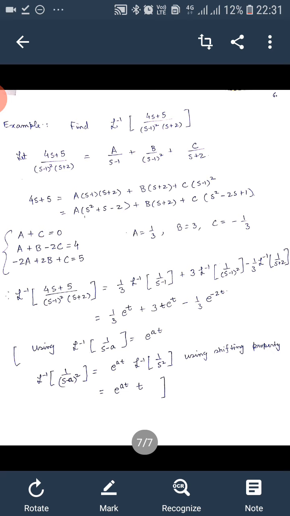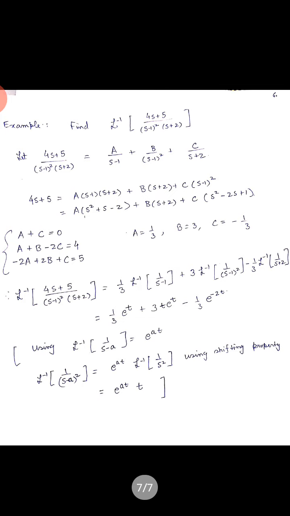So first of all, we will write this function 4s plus 5 over s minus 1 whole square times s plus 2 equal to a over s minus 1 plus b over s minus 1 whole square plus c over s plus 2. Now in this equation I am going to multiply throughout by s minus 1 whole square times s plus 2. So we get 4s plus 5 equal to a times s minus 1 times s plus 2 plus b times s plus 2 plus c times s minus 1 whole square.